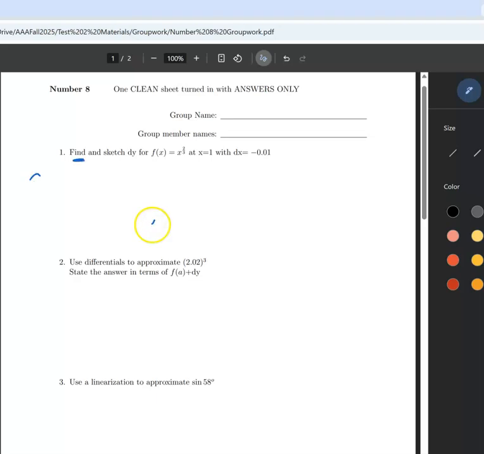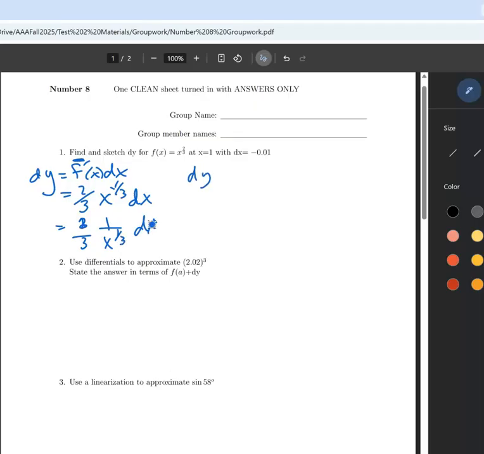First, let's find dy. So you know the definition of the differential dy is f prime of x dx. So taking the derivative, I get 2/3 x to the negative 1/3 dx. And I'm always going to suggest that you put negative exponents in the denominator. Okay, so then dy, if I substitute in x equal 1, so that's just 1, and then dx is negative 0.01.